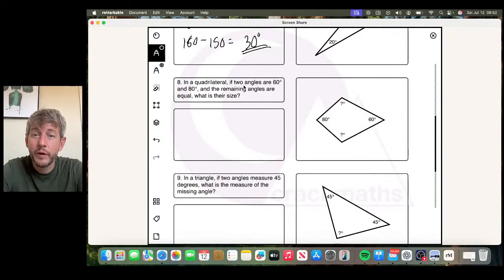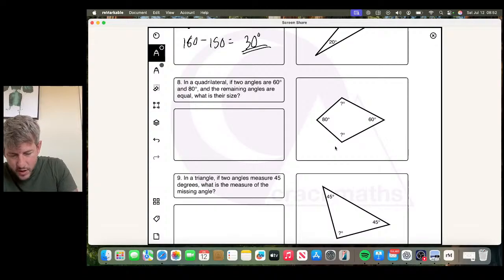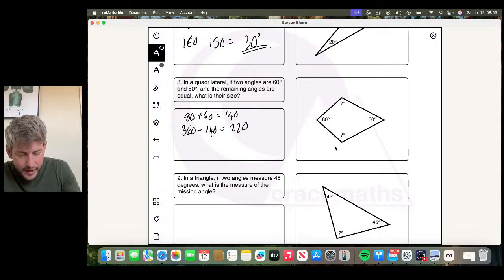Right, question 8. In a quadrilateral, if 2 angles are 60 degrees and 80 degrees, and the remaining angles are equal, what is their size? Okay, right. So let's find out what both of them are first. So we'll do 80 add 60 equals 140. 360 take 140 equals 220. Okay, so they both add to make 220, but they're both the same, so we can just divide this by 2 equals 110 degrees.